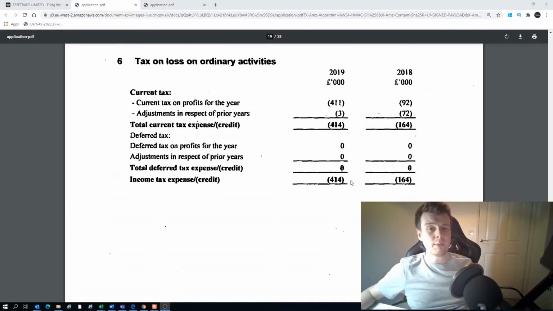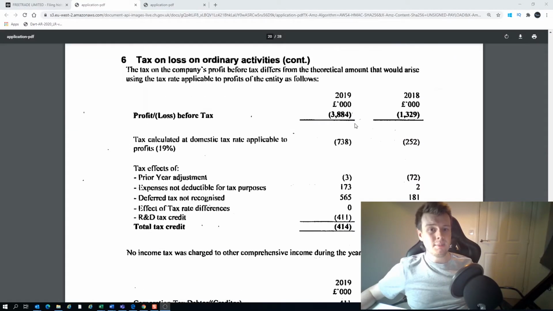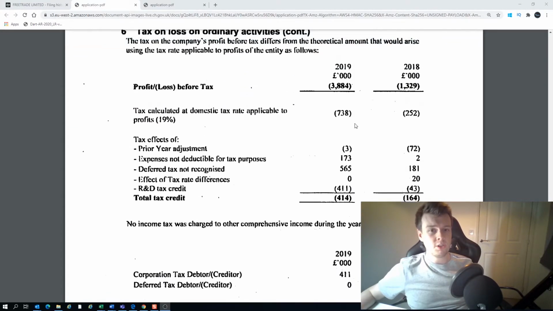You then get to find out a bit more about the tax. If you're interested in tax, I mean, I'm not personally, but obviously if they've generated a loss, they can get some tax credits, which they've got here through R&D tax credits.